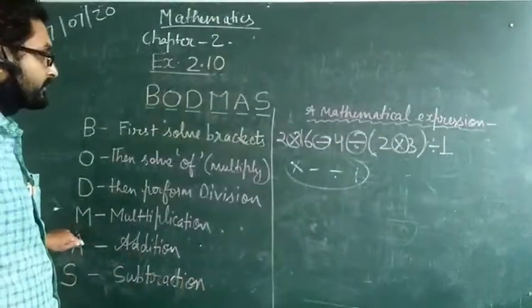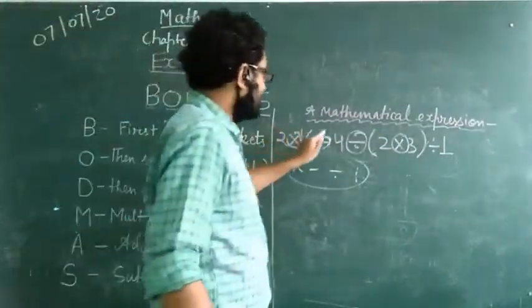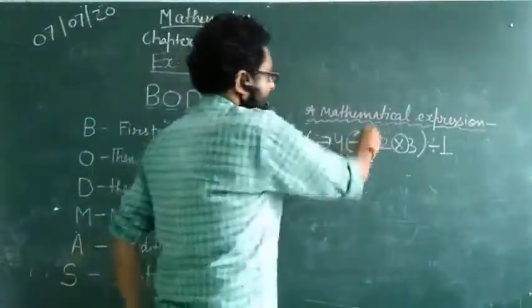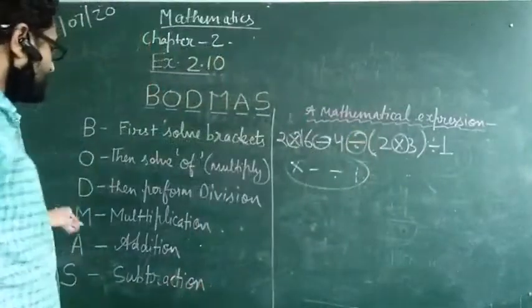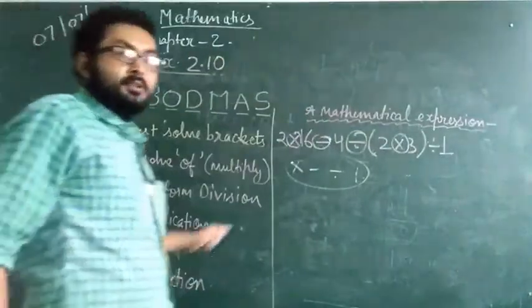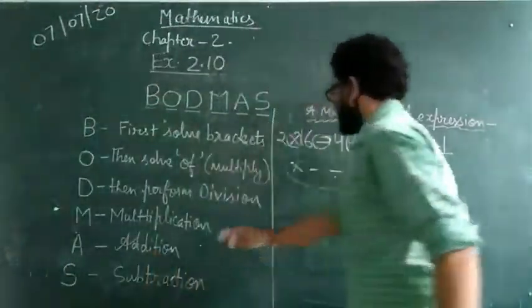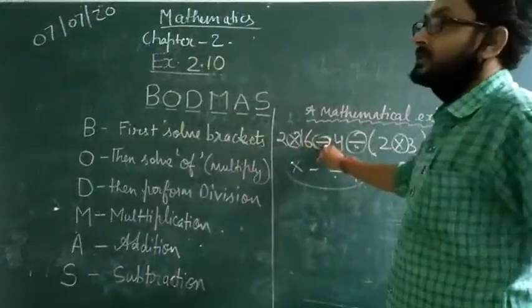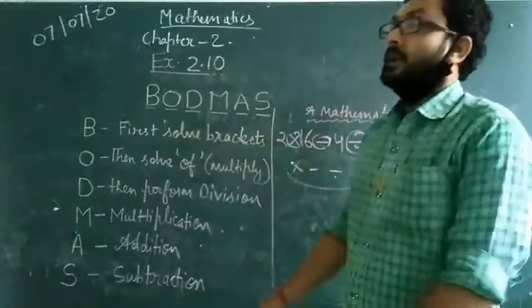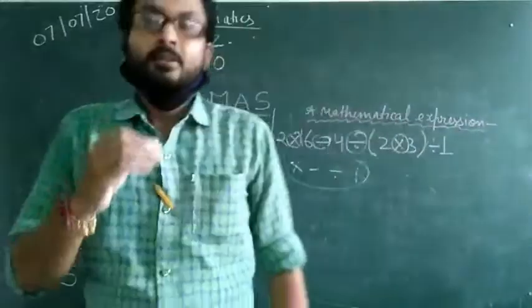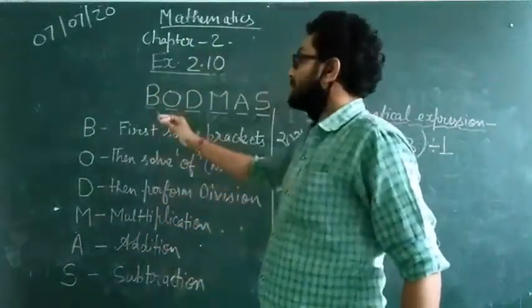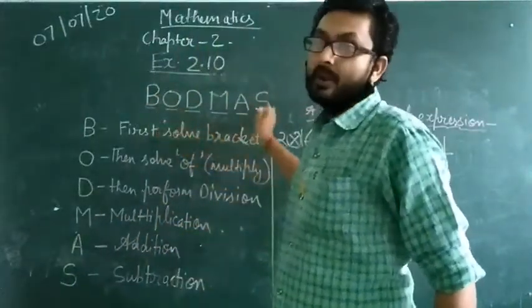Then we move towards the plus, that is the addition sign. If there is any addition, we do it after completing these 4 operations. And in the last, we perform subtraction, wherever there is a subtraction sign. So subtraction we perform last, and at the first level we solve the brackets.